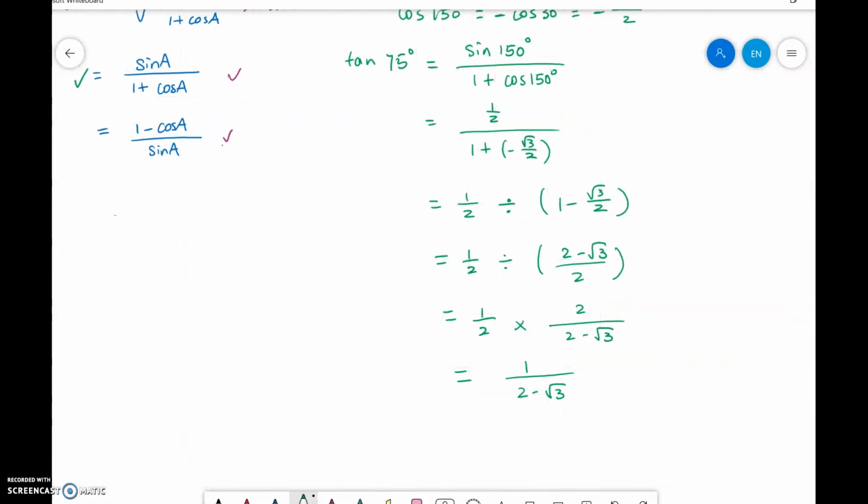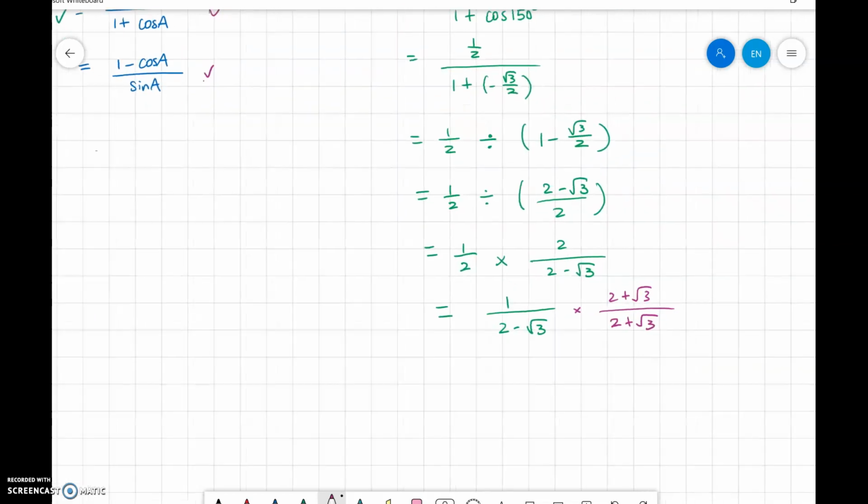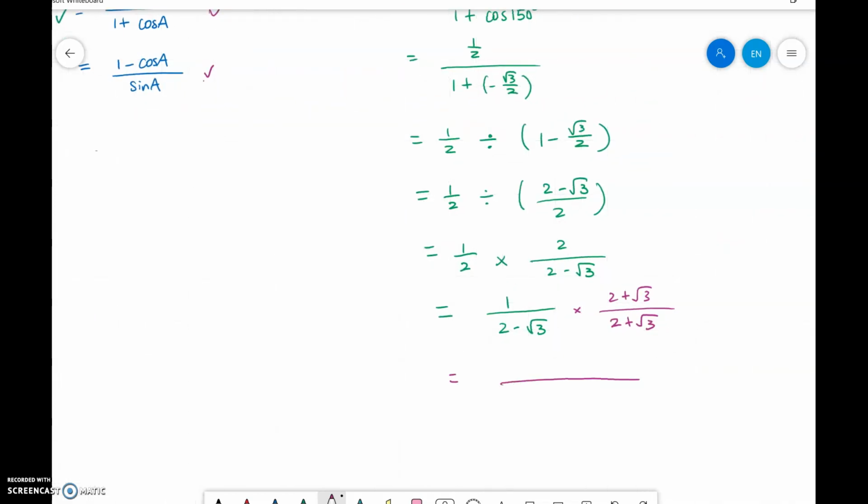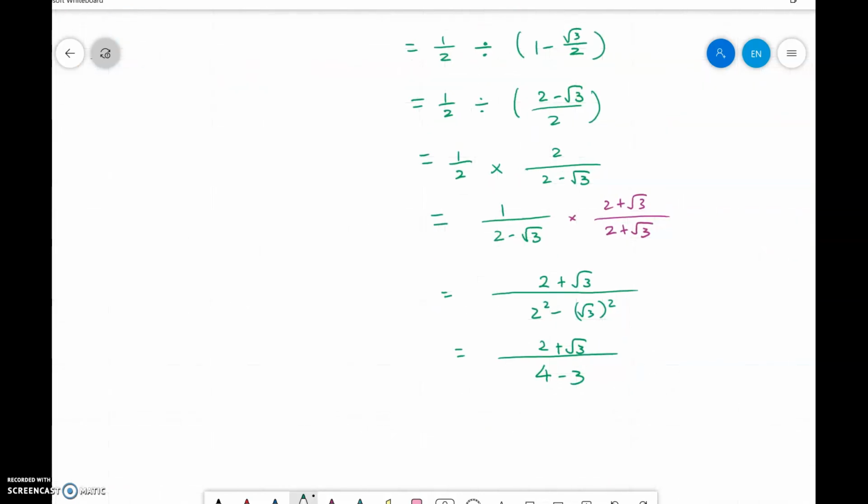We always need to rationalize the denominator, so I'm going to multiply by 2 plus square root of 3 over 2 plus square root of 3, the conjugate. By multiplying them, the denominator becomes 2 squared minus square root 3 squared. The numerator will become 2 plus square root of 3. So 4 minus 3, and we get 2 plus square root of 3 as the final answer, tangent of 75 degrees. And it is positive, so that's correct.